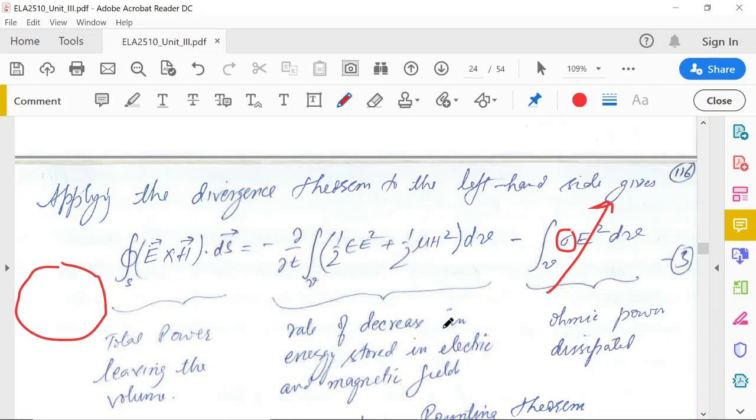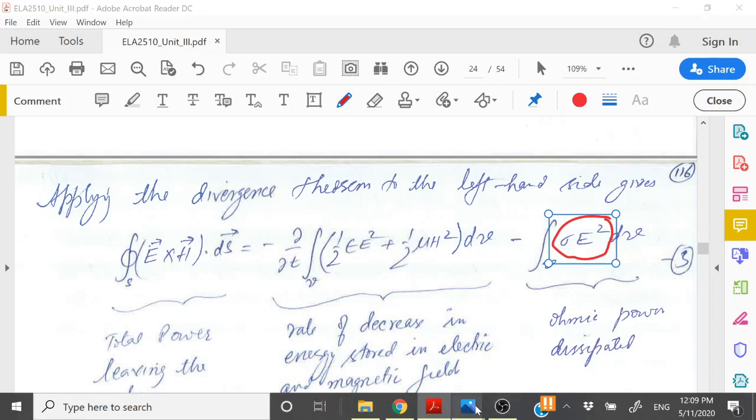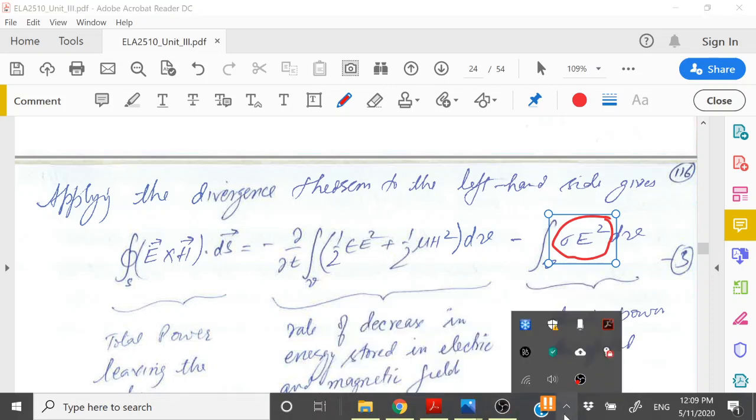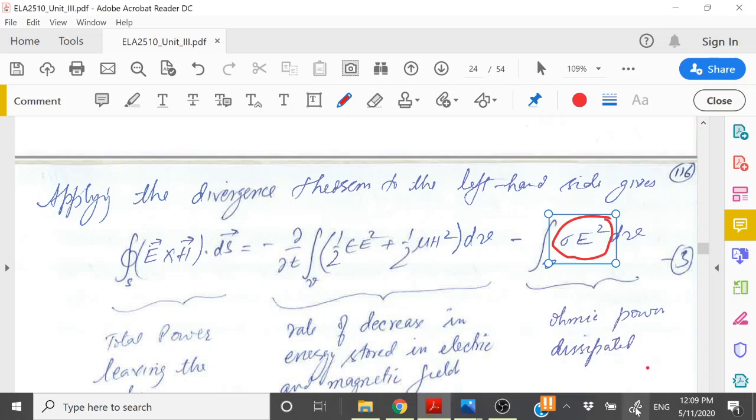Now if you have a lossy dielectric, a lossy medium, it will have some conductivity. Due to that conductivity, we have the flow of current, and due to the flow of conduction current, you will have some ohmic power losses in that medium. So this expression gives you the power per unit volume lost in that particular volume. How can you compute that? Let me open this whiteboard.